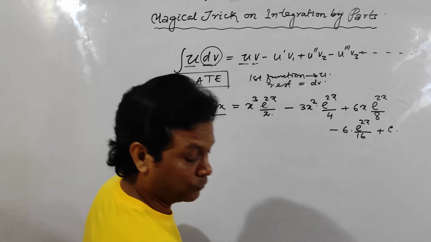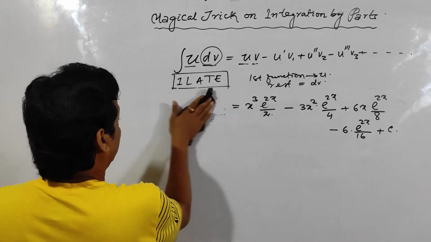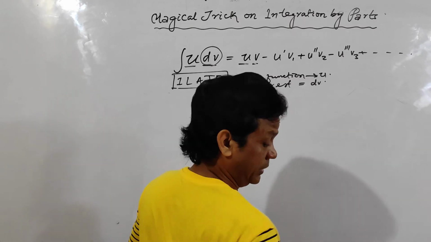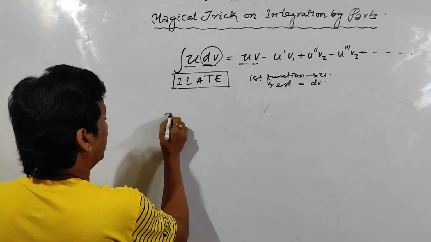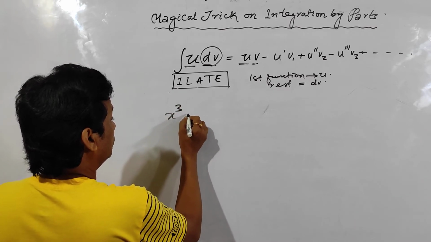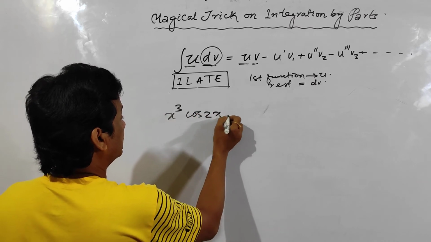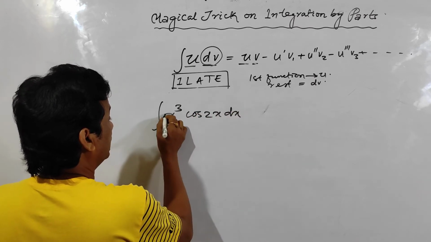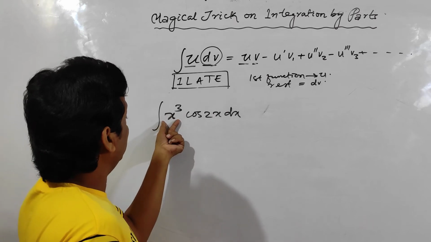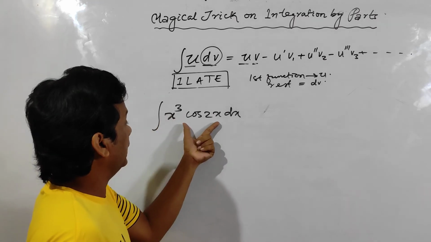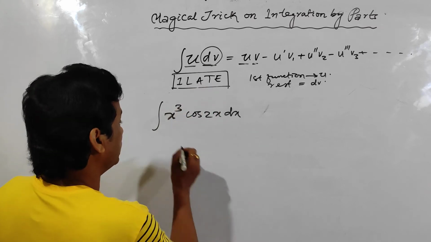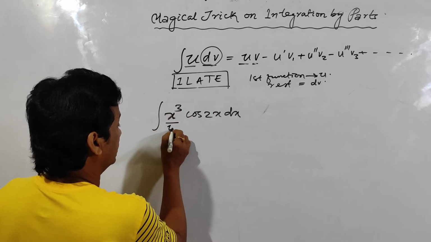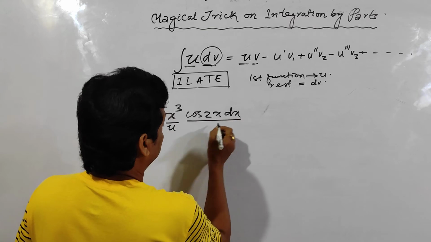Okay, another simple example I am going to tell you. See here, x cube into cos 2x into dx. Here, this is polynomial, that means algebraic, and this one is trigonometric. Algebraic, trigonometric. So this one comes first. So this is u, and this total part is dv.